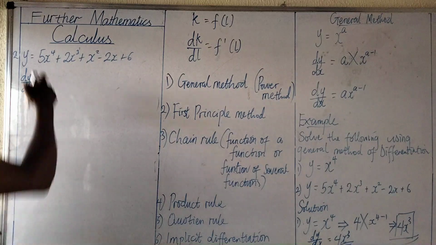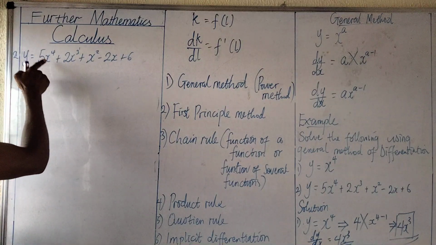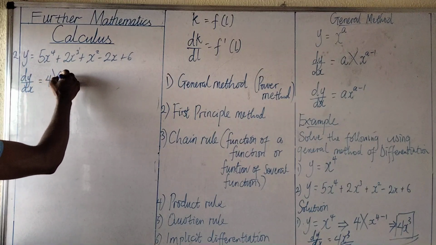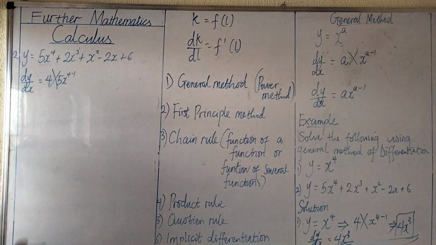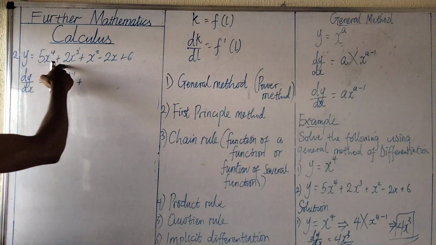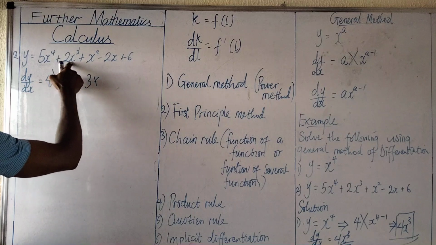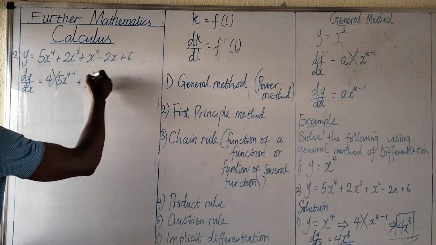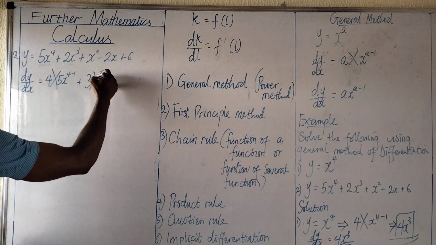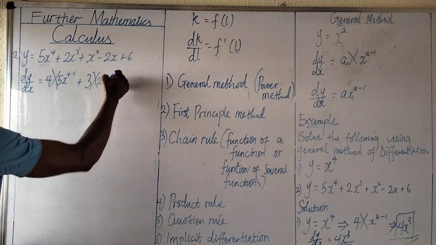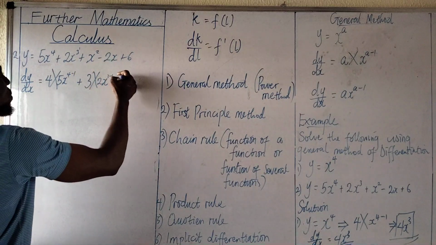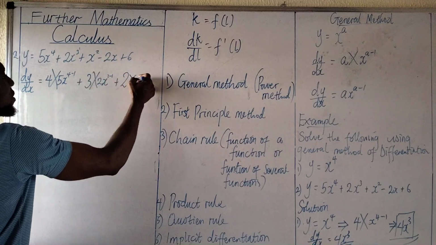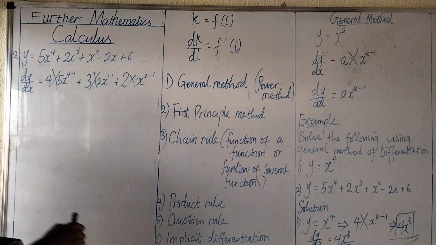Remember the idea that the power will multiply the base. Our base here is not only x, our base is 5x. So it will be 4 times 5x raised to the power 4 minus 1 from the power. Put your plus sign. Second one is 3 times 2x. Make the multiplication bold so that it will not clash. So we have 3 times 2x raised to the power 3 minus 1. And this one is 2 plus, the power is 2. Say 2 times x raised to the power 2 minus 1 from the power.